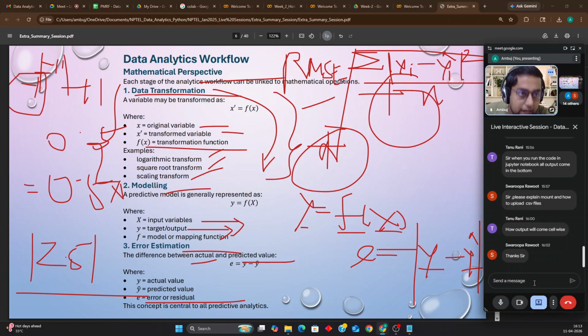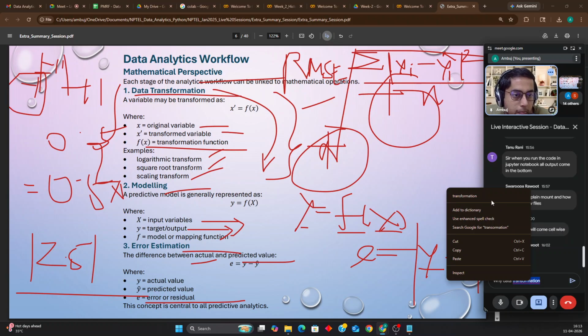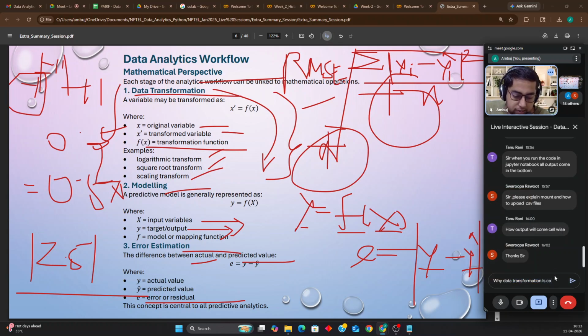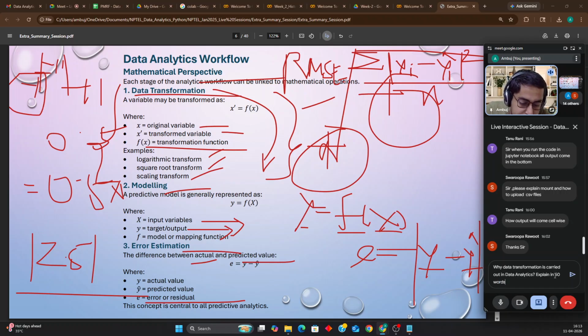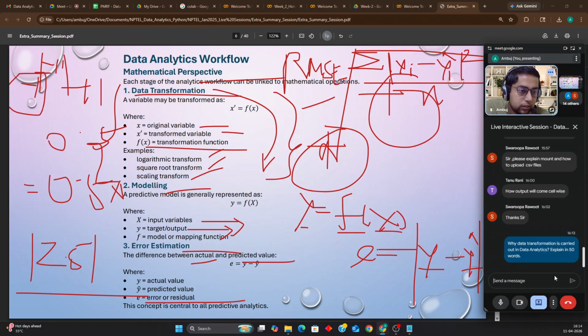If some of the people are having any issue with the voice, then please write it down in the chat box. Why is data transformation carried out in data analytics? Explain in 50 words. And suppose this is a 3 marks question. Then how will you answer it? Try to answer.